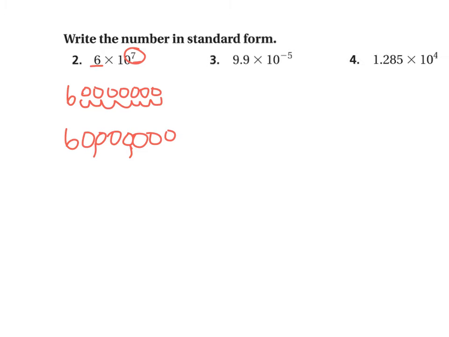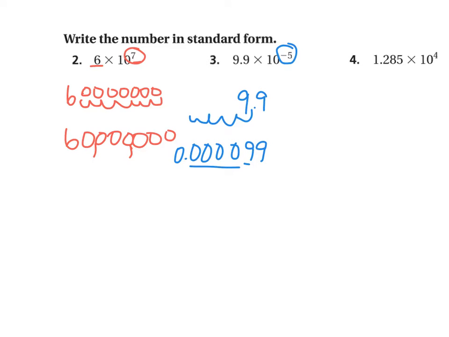Okay. Number 3. We have 9.9 times 10 to the negative fifth. So which way am I going to move the decimal? 9.9, the decimal goes to the left. 1, 2, 3, 4, 5. So I'm going to have 2, 3. And the decimal goes there. So there's 4 zeros because the 9 is the first movement. Okay?